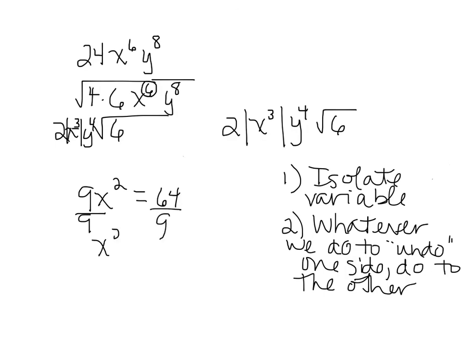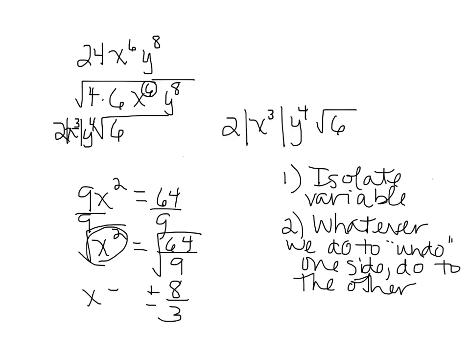That's x squared equals 64 over 9. To undo x squared, I take the square root of it. And just as we've been talking about, that means this could be positive or negative because it's the square root. And that's x equals plus or minus 8 over 3. So it's important whenever you do this, immediately remember plus or minus.